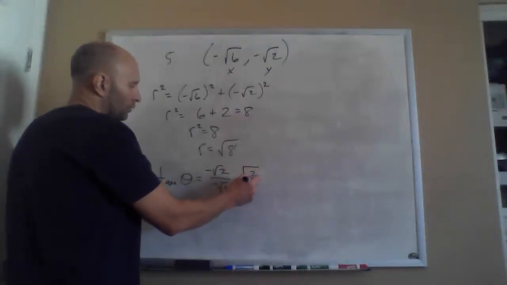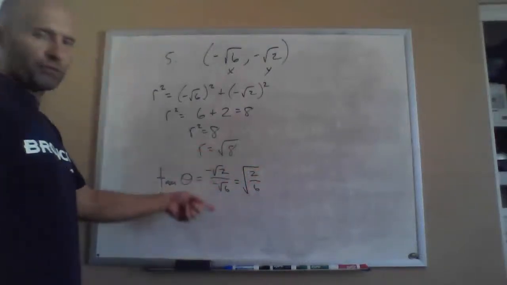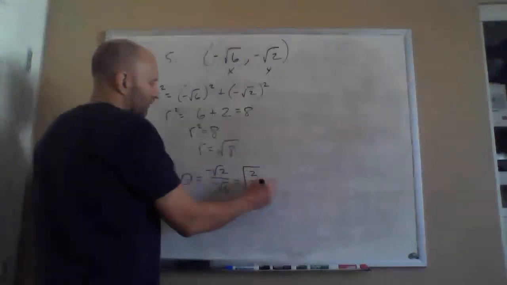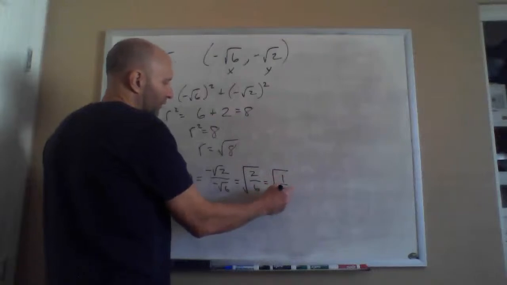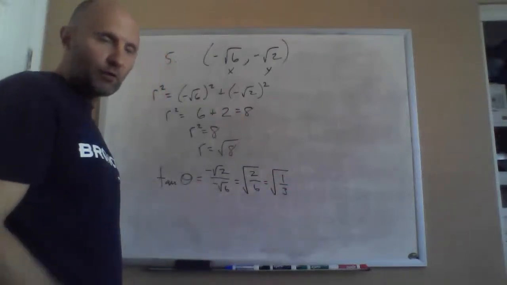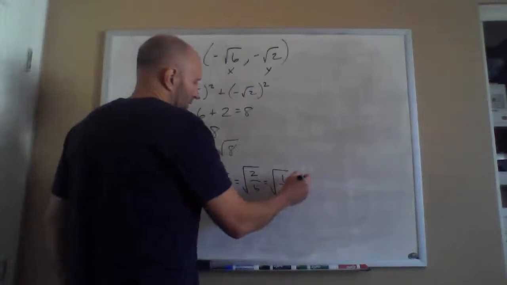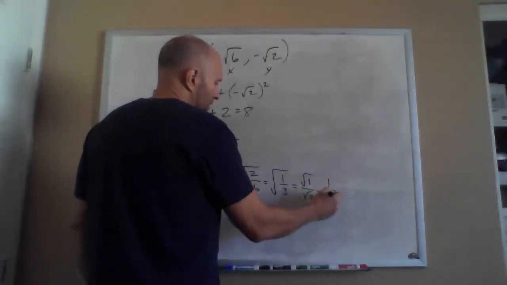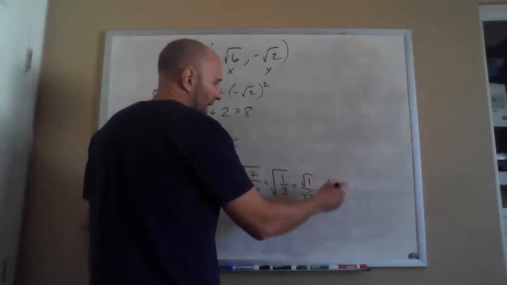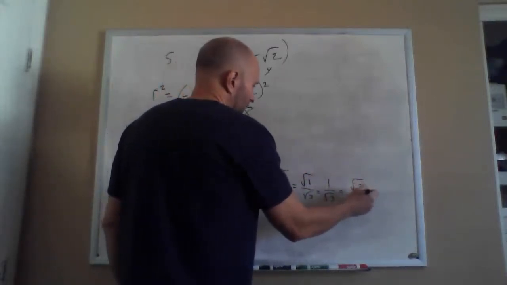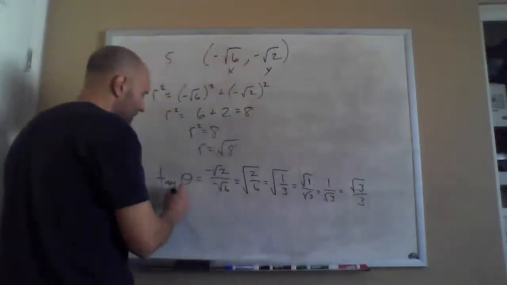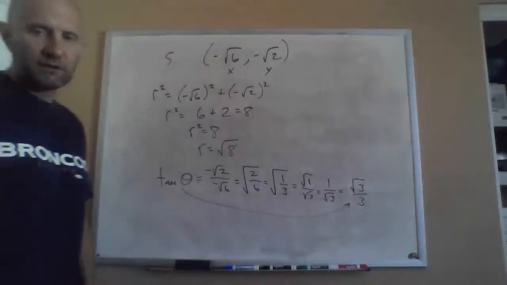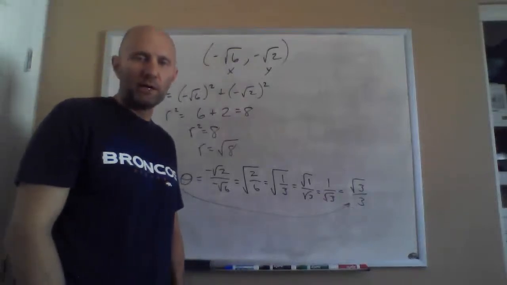By our square root rules, we can put this whole thing, 2 over 6, under the radical symbol. Simplify, this becomes 1/3. And now with our radical rules, break it apart again. This is square root of 1 over square root of 3, which is 1 over root 3. Rationalize it, it is square root of 3 over 3. So this whole equation is really saying tangent of theta is square root of 3 over 3.